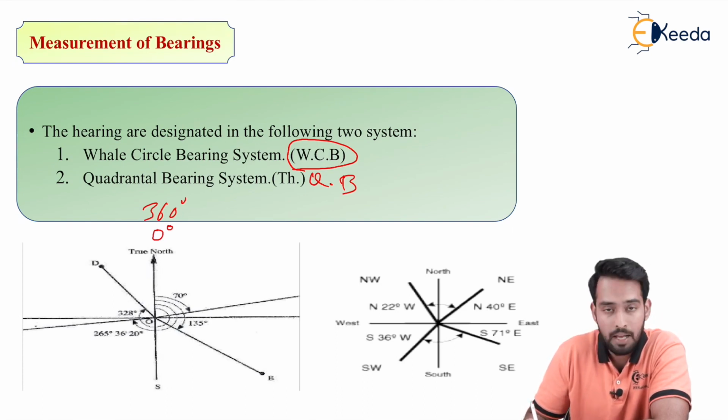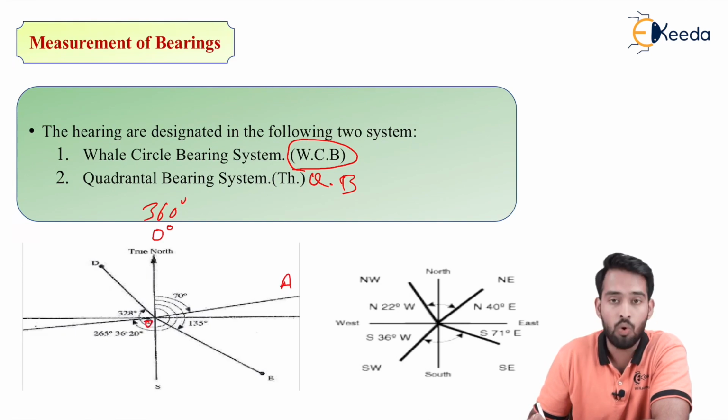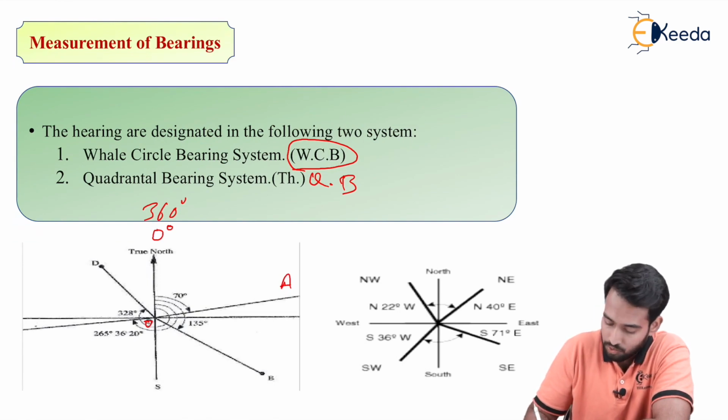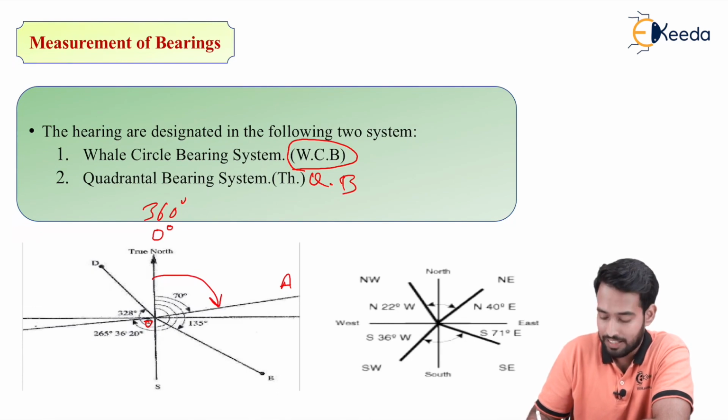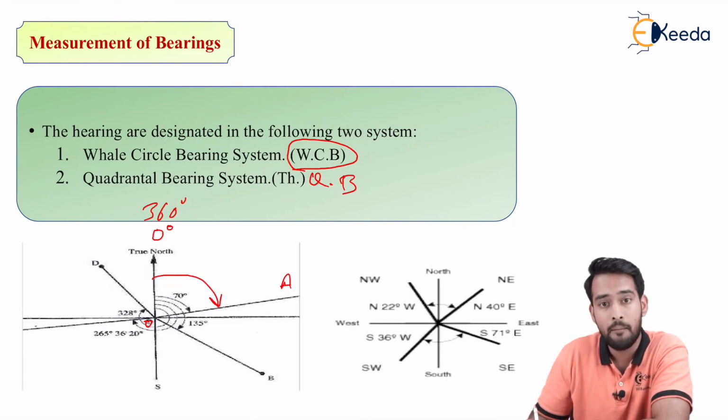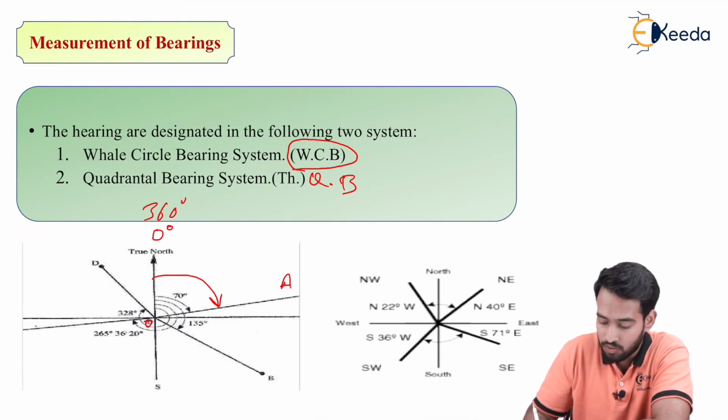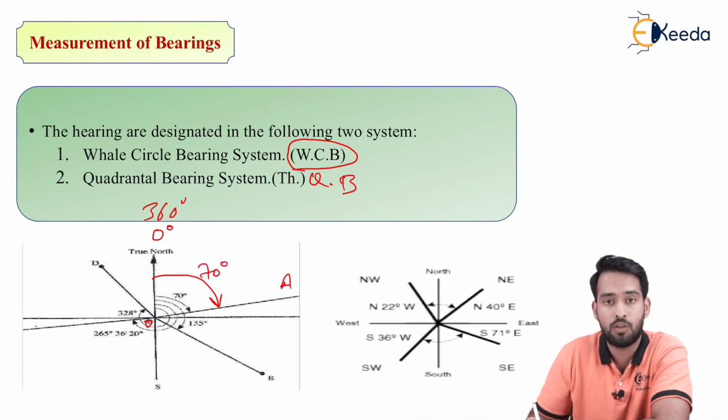So, for example, we have to calculate bearing of point A with respect to O. So, in prismatic compass, as we know, we have to mark north line. So, with respect to your true north or magnetic north, the angle measured between OA is known as bearing, and it is known as whole circle bearing because it is calculated by using your prismatic compass.